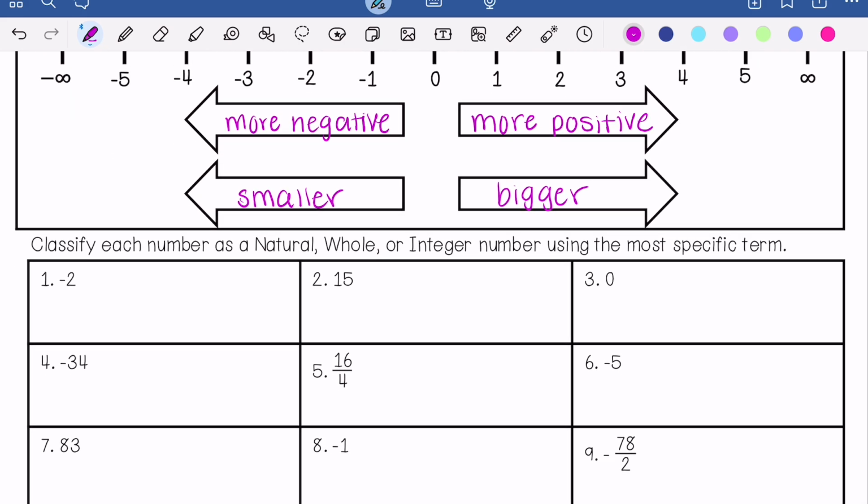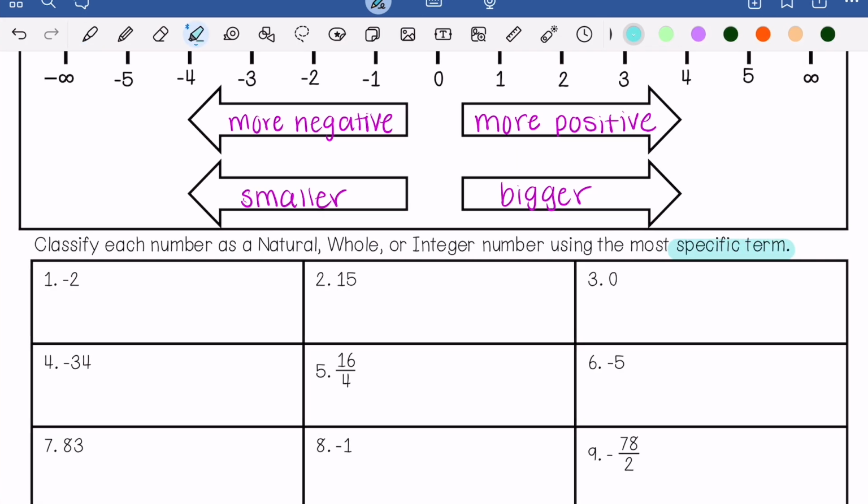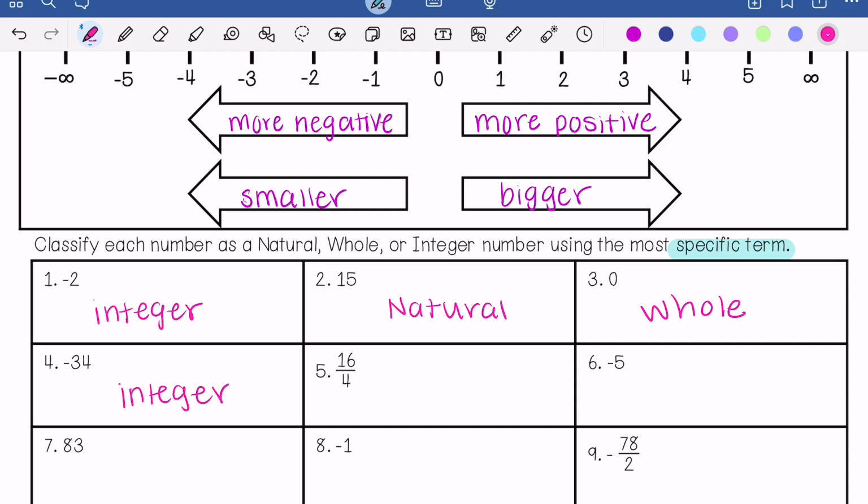Okay, we are going to classify each number as a natural, whole, or integer number using the most specific term. -2 is going to be an integer. 15 is a natural number, also known as a counting number. 0 is a whole number. -34 is an integer. 16 over 4 simplifies to 4 wholes, so that is a natural number. -5 is an integer.